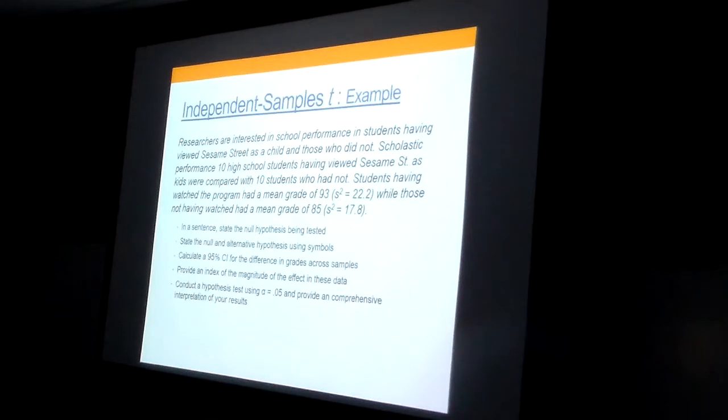All right. So, example of a hypothetical independent sample t-test. Researchers are interested in school performance, students having viewed Sesame Street as a child and those who did not. Scholastic performance in 10 high school students having viewed Sesame Street as kids were compared with 10 students who had not. Students having watched the program had a mean grade of 93, a variance of 22.2, while those not having watched had a mean grade of 85, variance of 17.8.